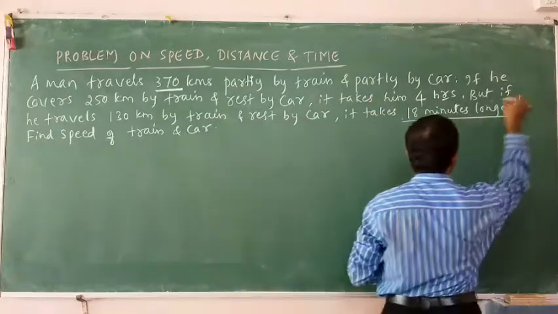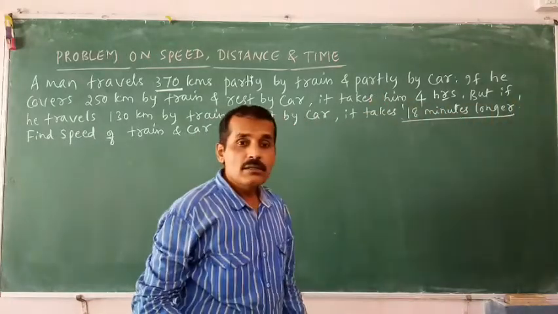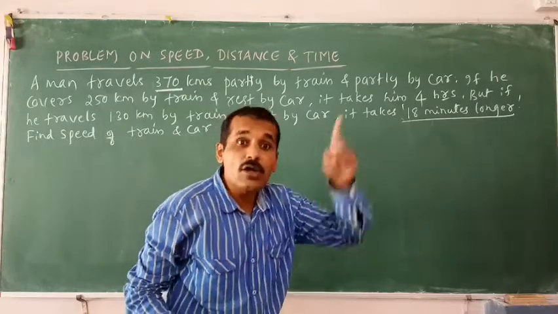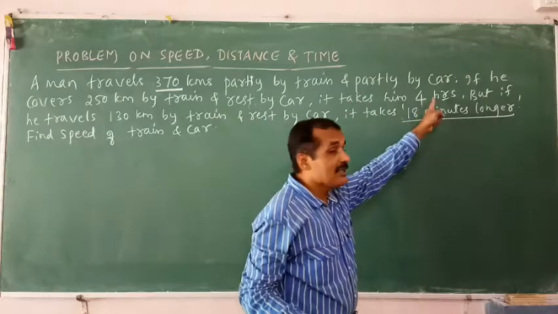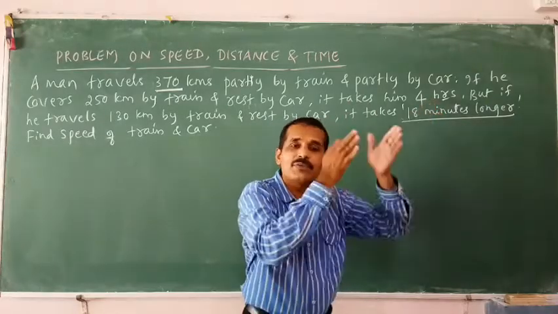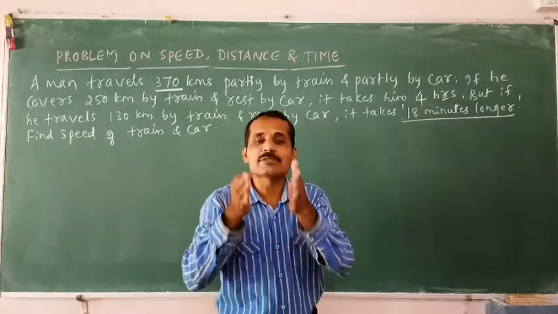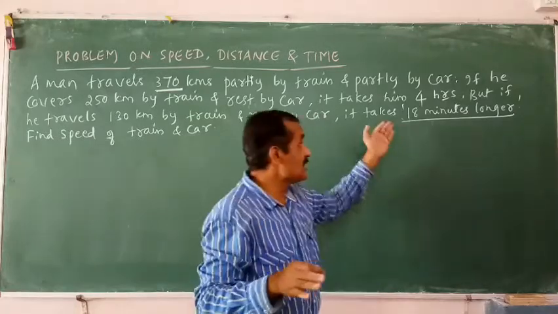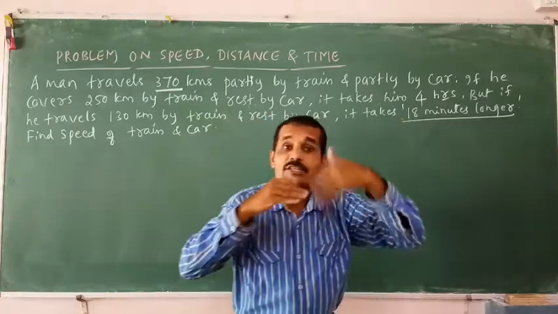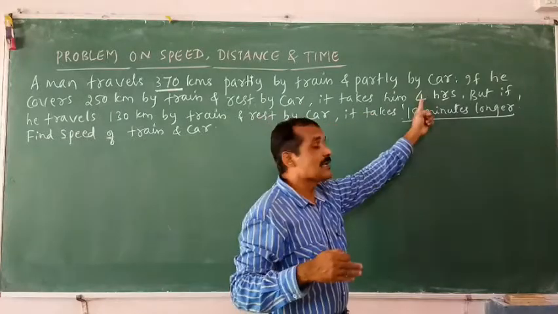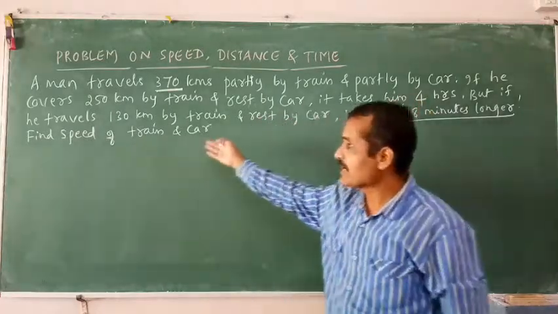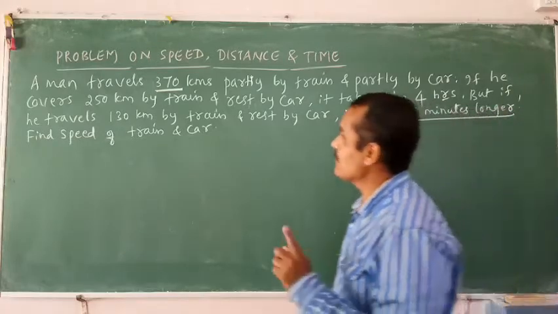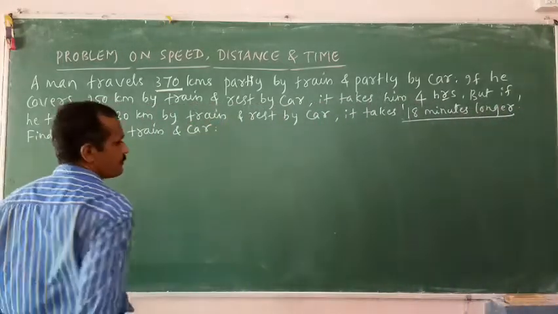Many students are getting confused here. It is not only 18 minutes, it is 18 minutes longer. That means earlier it was 4 hours, compared to that it takes 18 minutes more, meaning 4 hours 18 minutes is the total time. Takes 18 minutes longer means 18 minutes more compared to earlier. What is the answer? Find the speed of train and car.